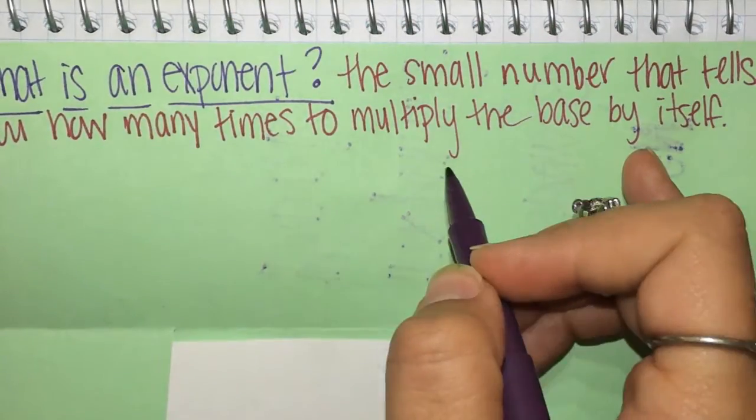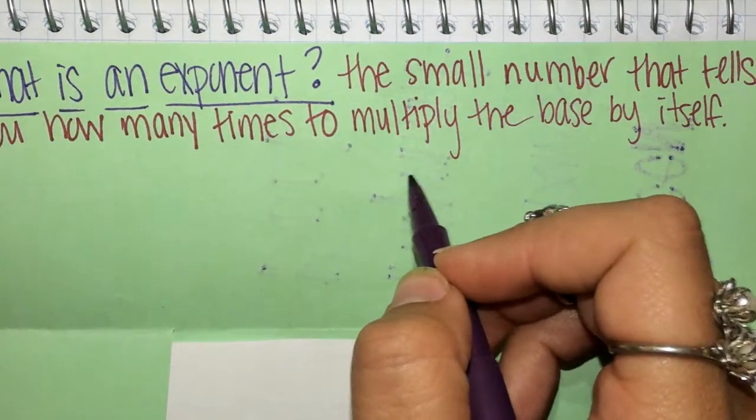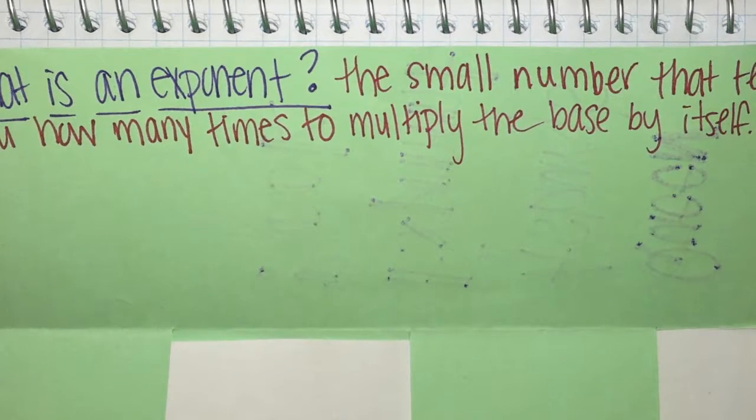Alright, okay, so it's the baby number up top, and it tells you how many times to multiply a base by itself. So if the exponent is the small number, what's the base? The big number. Look at you go, take a point.